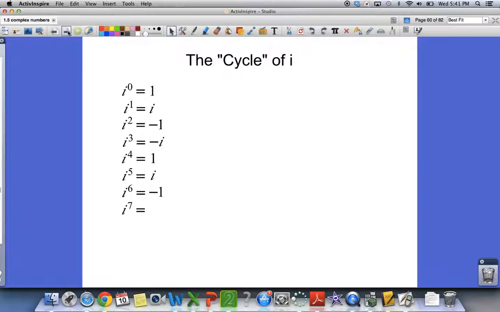I want to try i to the 7th. All right, let's see. I'm going to stick with my 4s, but there's multiple ways you can do this. I can go i to the 4th times i cubed, because 4 plus 3 is 7. I know that i to the 4th is 1, and i cubed is -i, so 1 times -i is -i. So i to the 7th is -i.